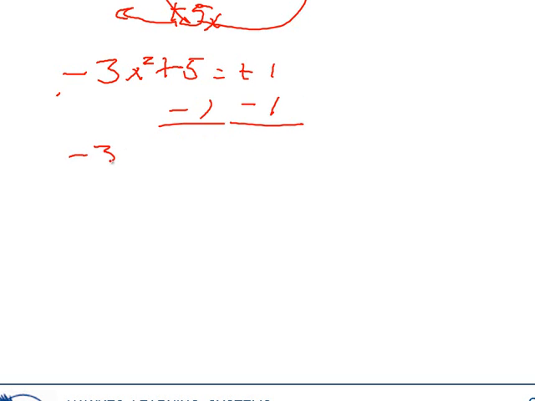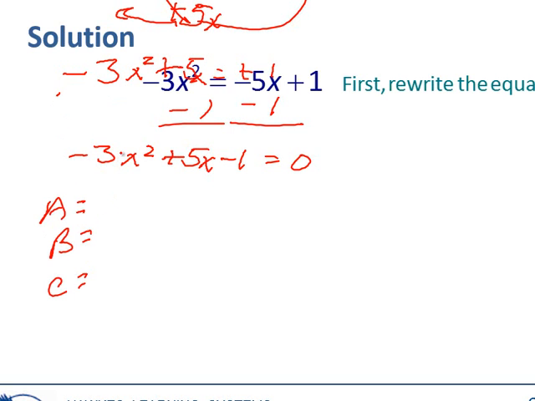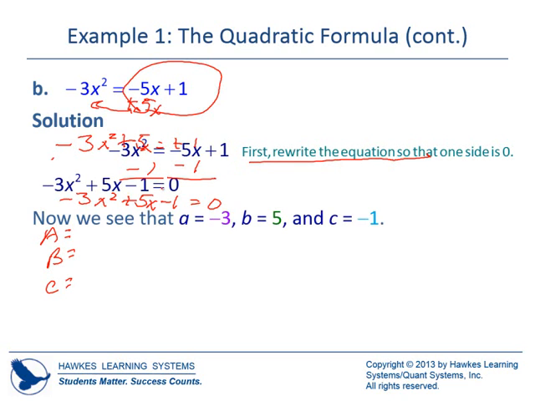And so what we're left with is negative 3x squared plus 5x, and we can put the x there, minus 1. That's equal to 0. And so now we're ready to do some business. And so just like we did, they rewrote the equation. And there it is. Now, there's your values for A, B, and C.